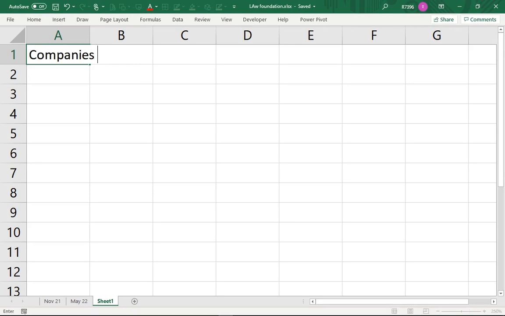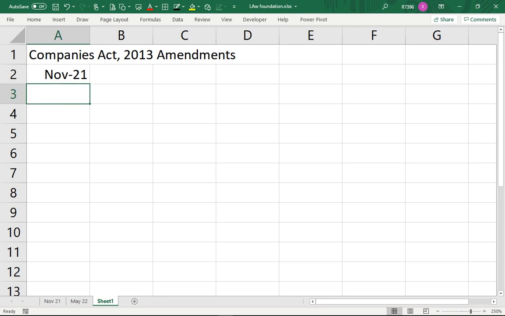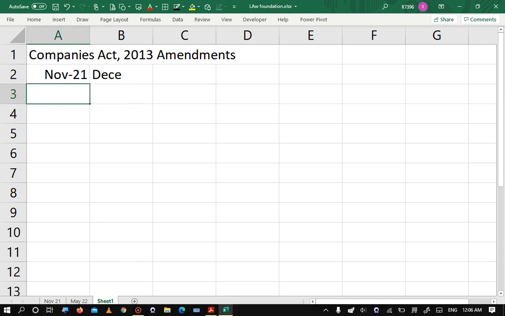Companies Act 2013 amendments which are applicable for November 2021 exam. So November 21, I know that it is now postponed and now the exam is likely to be conducted in December 21, but there are a few amendments which are very important for our exam. We are going to learn about this. What are those amendments? Let's have a look into this.